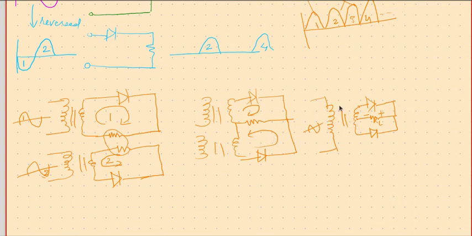The only thing is you are almost using two transformer windings, and because of this a lot of losses will be there. So it would always be beneficial if we can use a single secondary instead of two secondaries as we used here, and still get full wave rectification. Is it possible? Yes, that's the question. Yes, it is possible, and that is what we are going to see in our next section.